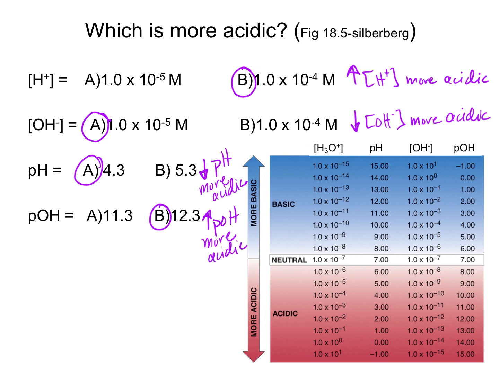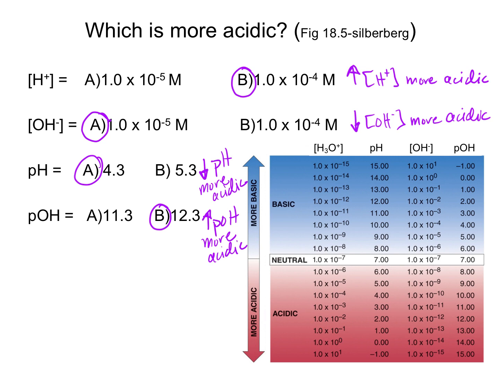We could ask this whole series of questions for which is more basic. In this table, I tried to see if your book has one, it seemingly does not, but this has a nice way of looking at the H3O plus or H plus concentration, pH or pOH, and the OH minus concentration, and getting a feel for what those values look like and how you can rank them with respect to their acidity or their basicity if we wanted to go in the reverse direction.